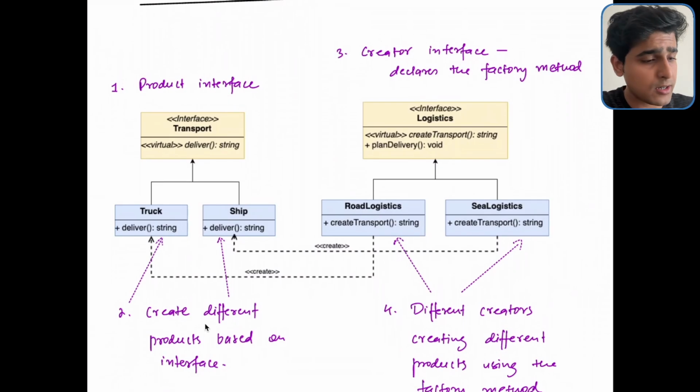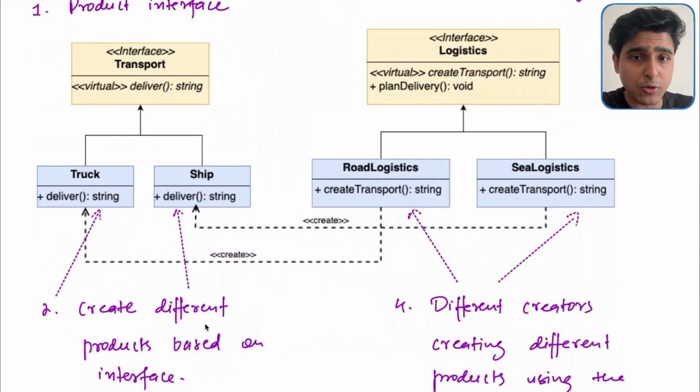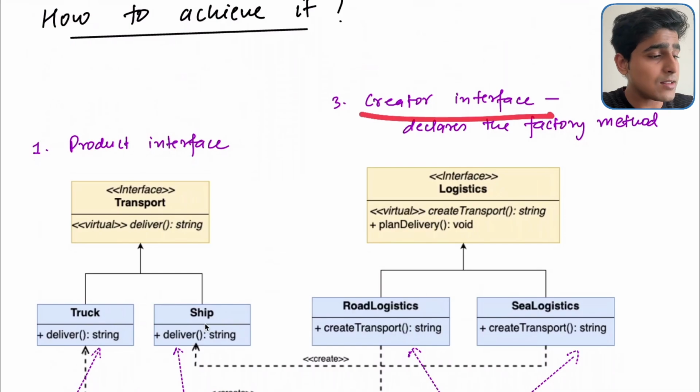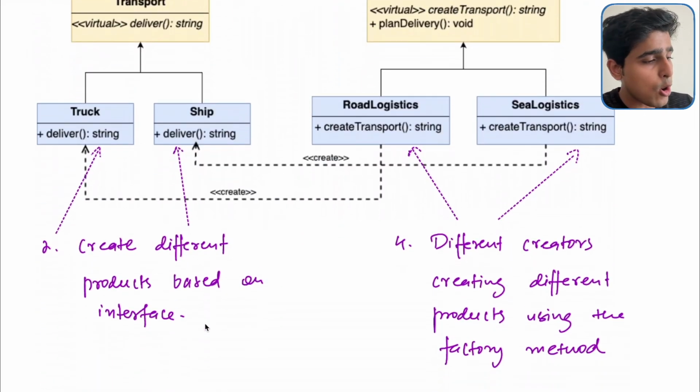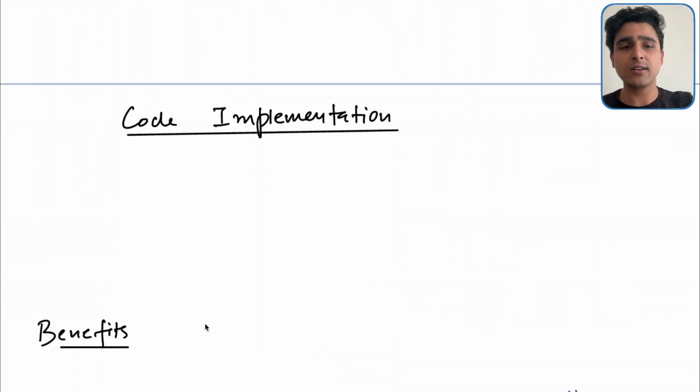So if we see it again, this is the first part. We create the product interface, right? Then we create different products based on the interface. In this case we create different modes of transport. Then we create, this is called a creator, we create a creator interface which declares the factory method, and all of the different creators or the concrete creator classes will have to implement that factory method and create their respective products. Okay, so now let's look at the code.